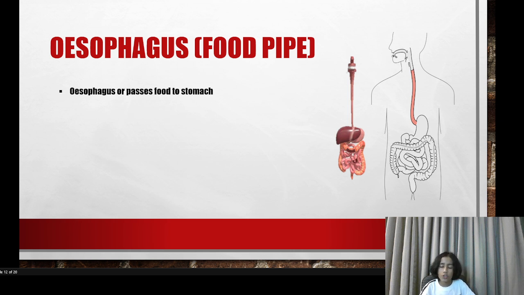Its main function is to pass the food to the stomach, but to pass this food it consists of walls. The walls of the esophagus go through something called peristaltic movement. Peristaltic movement is constant contraction and relaxation so that the food can go to our stomach.